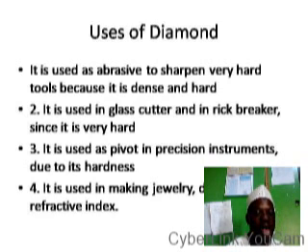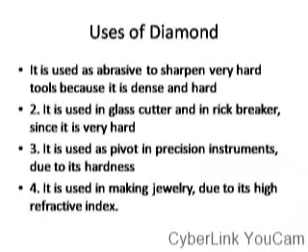It is used as a pivot for precision instruments like a balance, beam balance, letter balance, or chemical balance. This is because it is hard and does not flake. It is also used in making jewelry solely because it has a high refractive index.